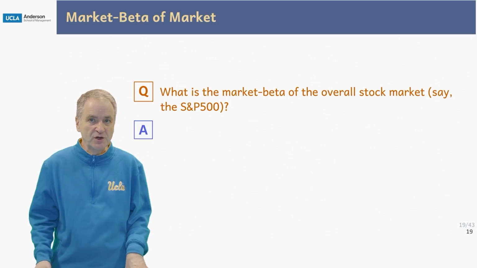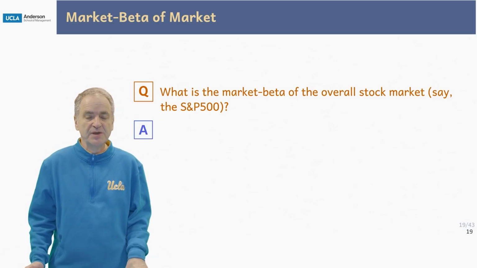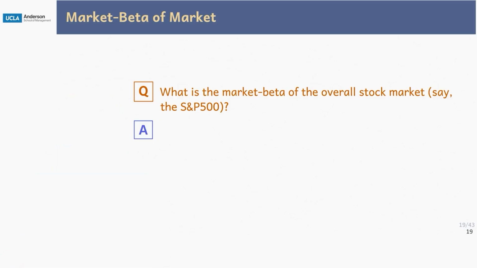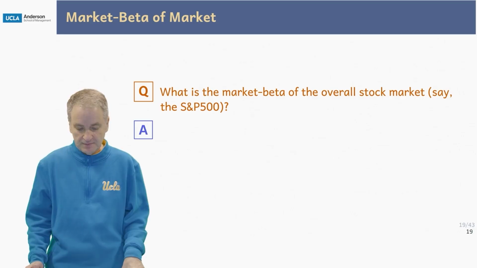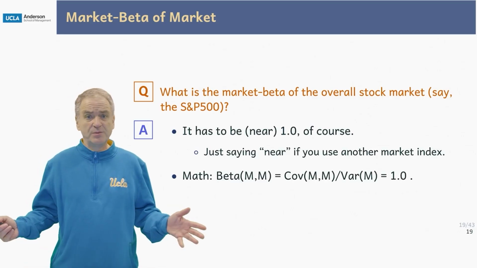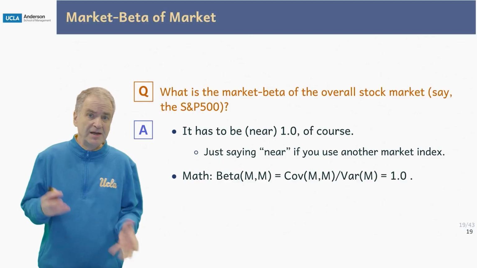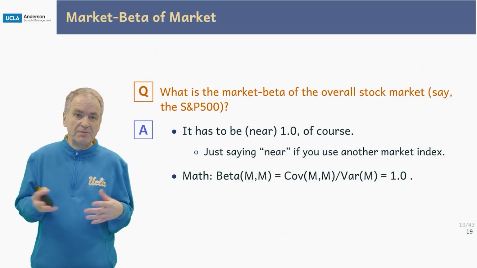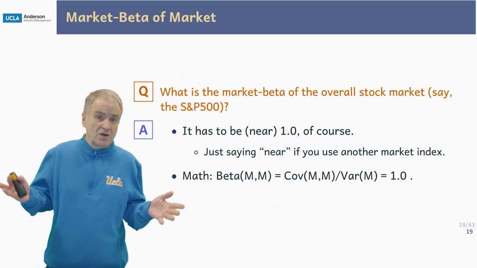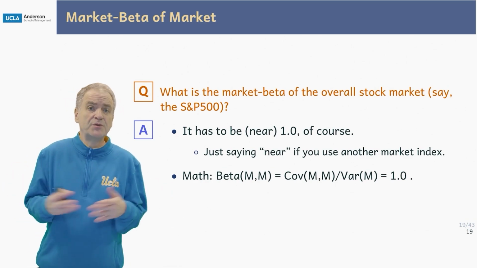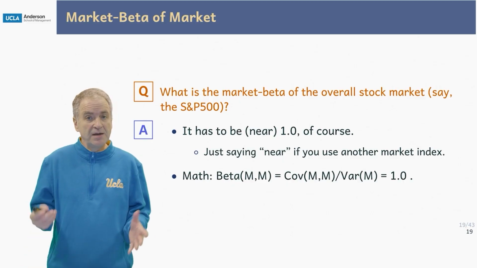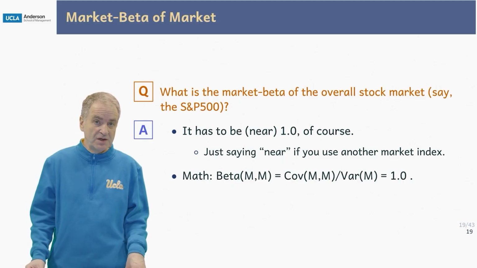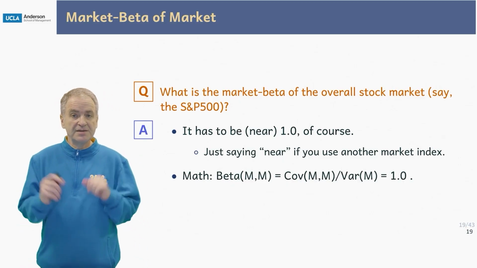What's the market beta of the overall stock market, say the S&P 500? Please pause this video now, answer the question on a piece of paper, and then continue. Has to be near 1.0, of course. Well, I'm just saying near because maybe you're using a different kind of stock market. But typically, when the market goes up by 1, whatever your market proxy is should go up by 1. And mathematically, if you use the S&P 500 also as your market index, that's got to be 1.0.